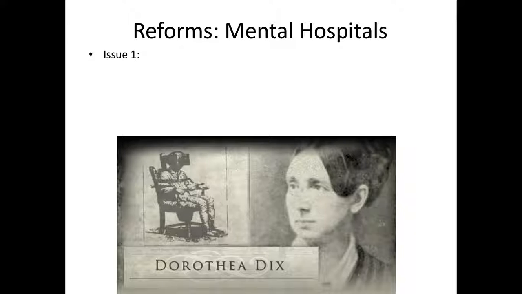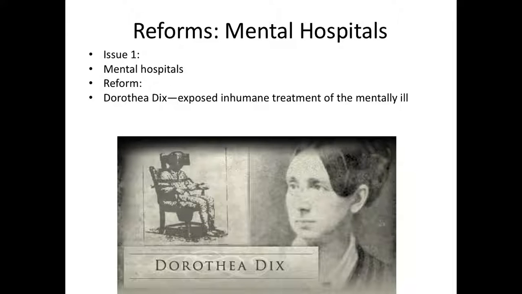So issue number 1 will be the issue of mental hospitals, mental institutions. Well, the fact of the matter was there weren't very many during this time. So what did the government do with people that were mentally ill? They stuck them in prisons. And Dorothea Dix will be a major reformer. Notice she's a woman, so she can't vote, but she can influence people that do. And she will do that.